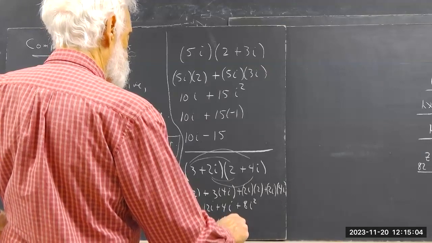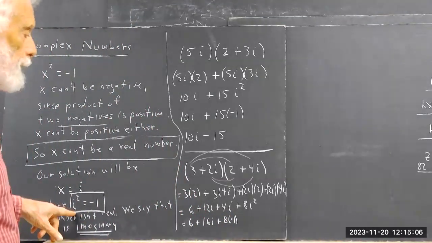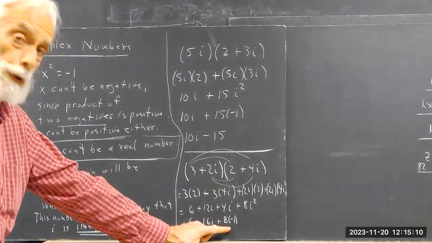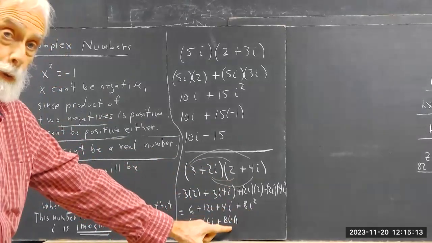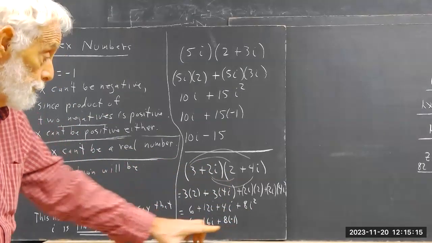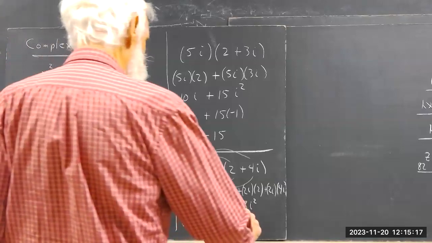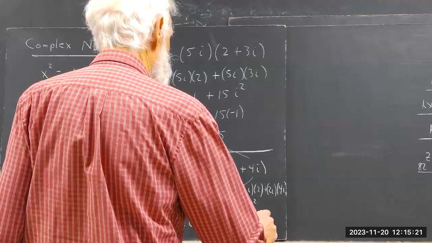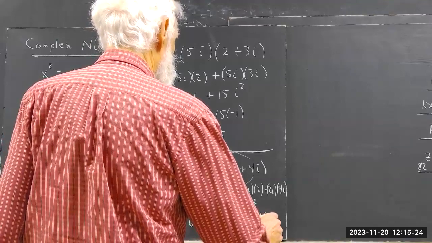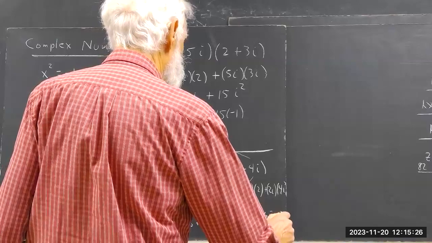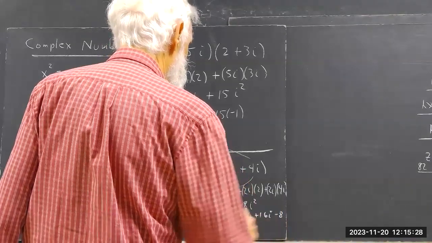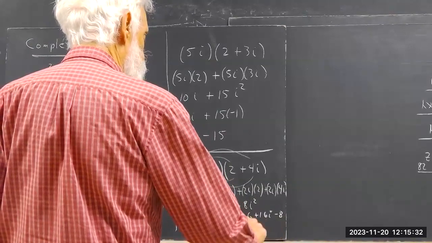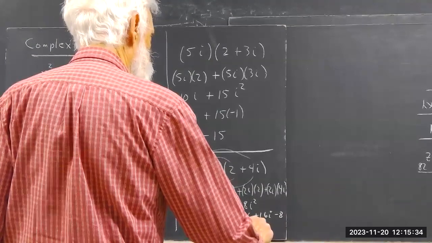times -1, because the defining characteristic of i is that its square is -1. So anytime you see an i squared, you're going to replace it with -1. Well, then that's 6 plus 16i minus 8. But of course, now you have 6 minus 8, which is -2.